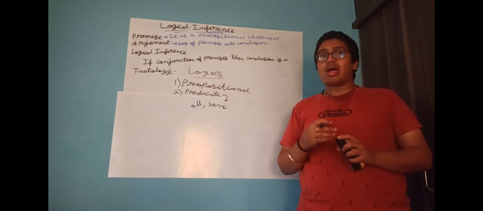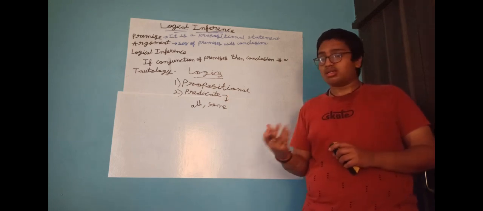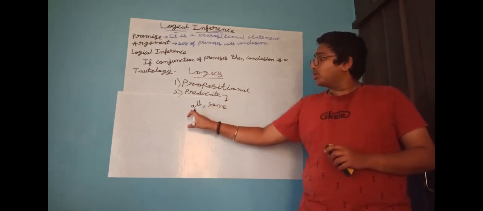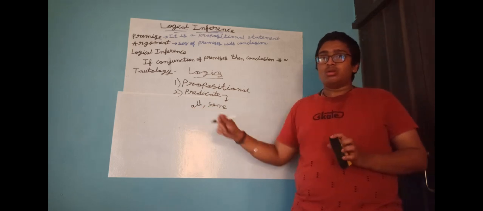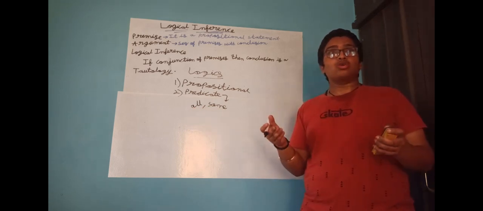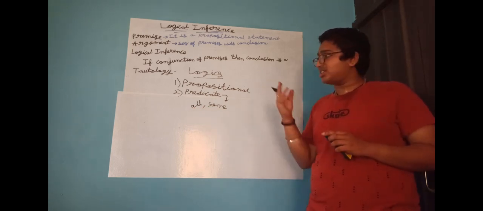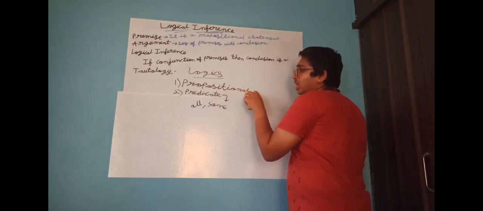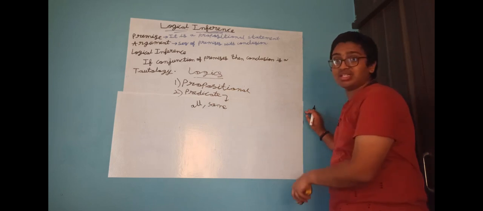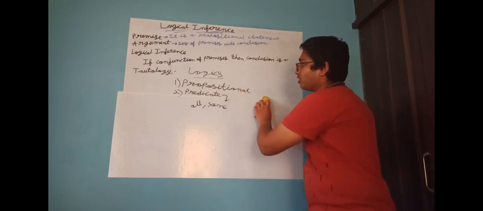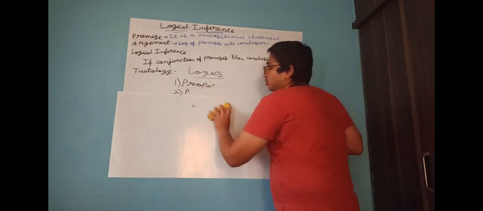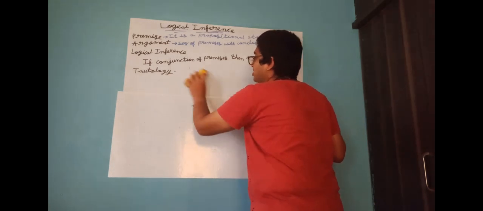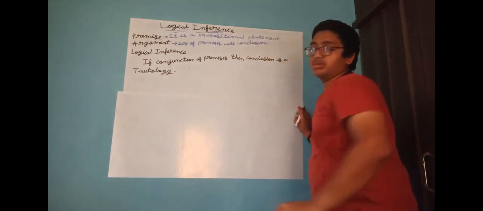For example, I want to drink some water. Some. All. All means, for example, all students have qualified in the examination. Those will come under predicate logic. Propositional logic is what we have discussed until now, and we will still work on it. Now we will discuss the inference rules.